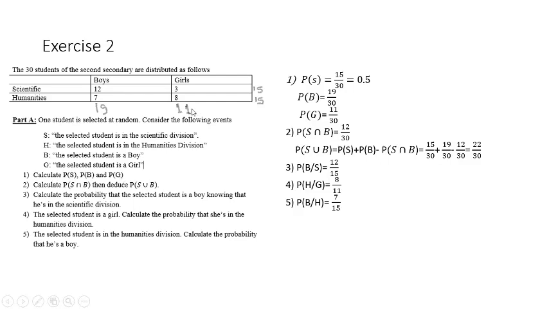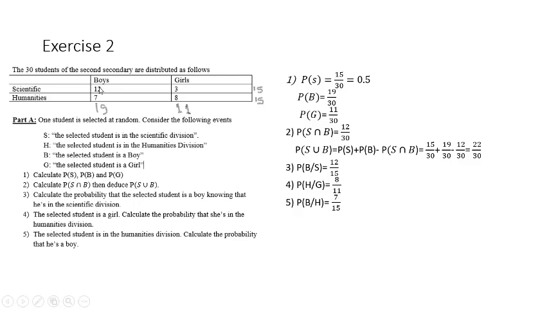This is it. It's very easy, right? B intersection S is a boy and in scientific division. Boy and in scientific. Okay. And the answer is 12 out of 30. This is it. Boy and scientific.